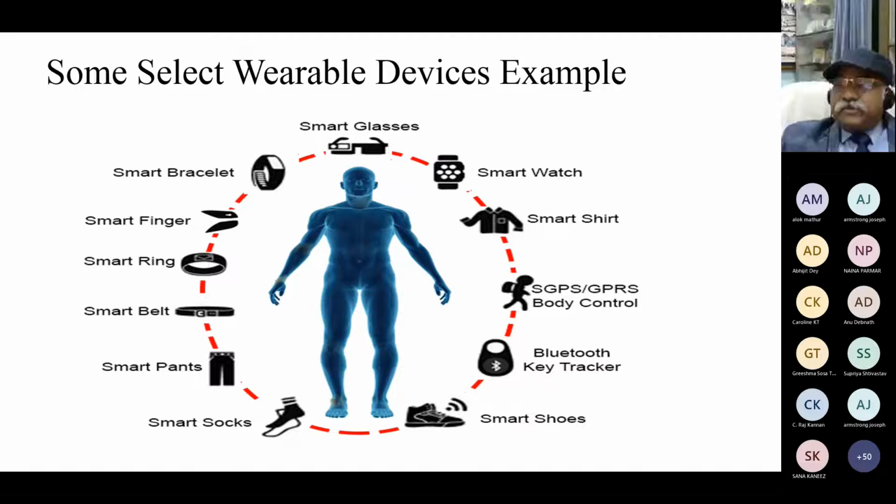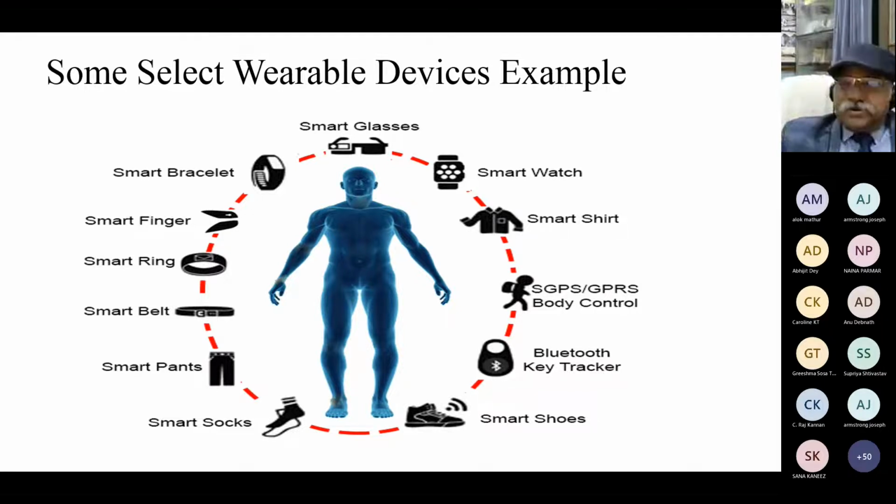So some select wearable devices, again I have shown here in the similar way. Some few new things are there. You can say some Bluetooth key trackers are there these days. Even wallet trackers are there. Just one chip is inserted in your wallet, and your wallet is able to be tracked.